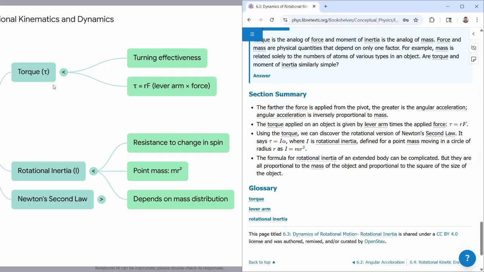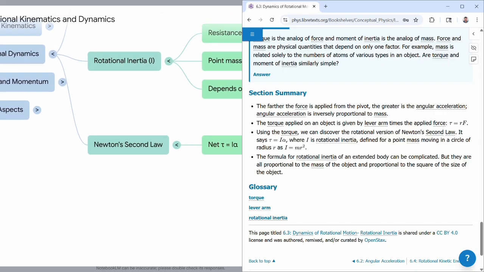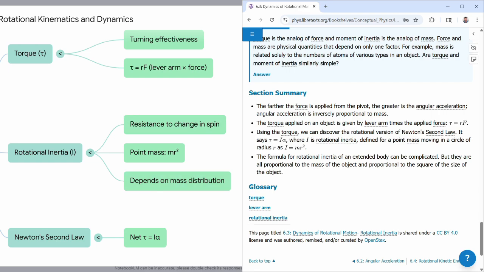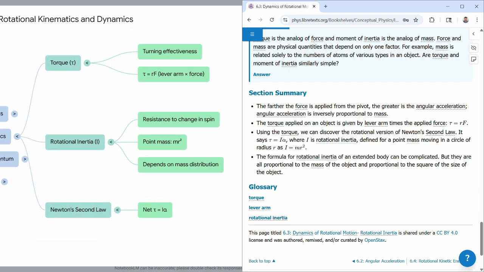And finally, the torque and rotational inertia are defined in a way that we recover something that looks like Newton's second law in the rotational context. And so you remember, let me just zoom out a little bit so that this fits a little bit better. So you remember Newton's second law in the translational context. Net external force is equal to mass times acceleration.